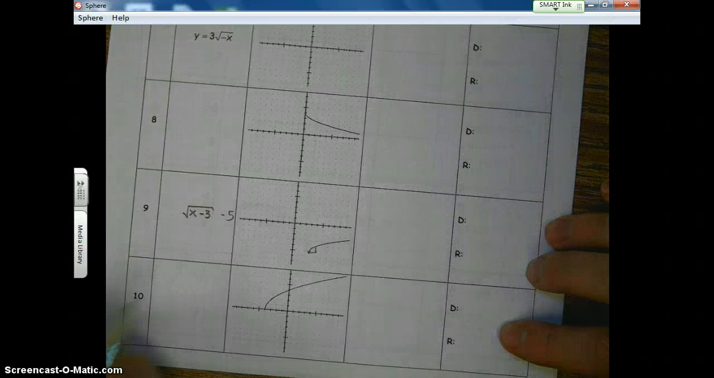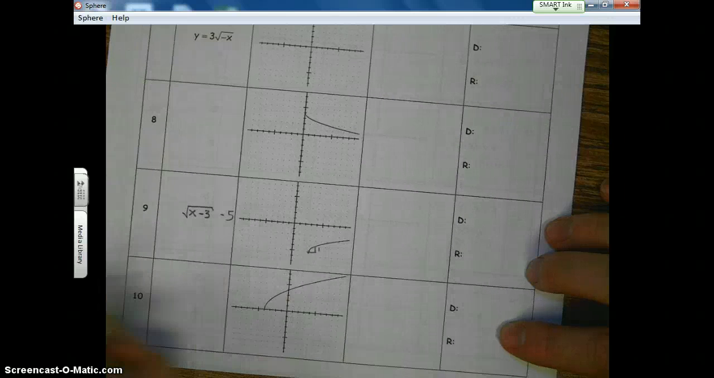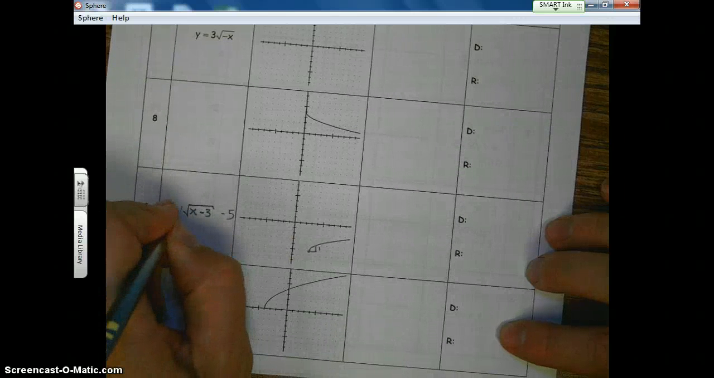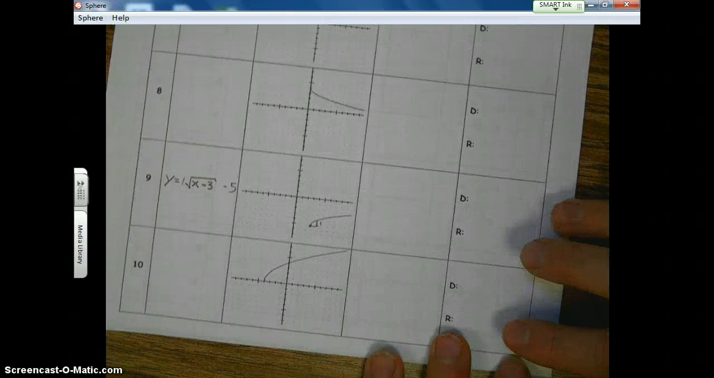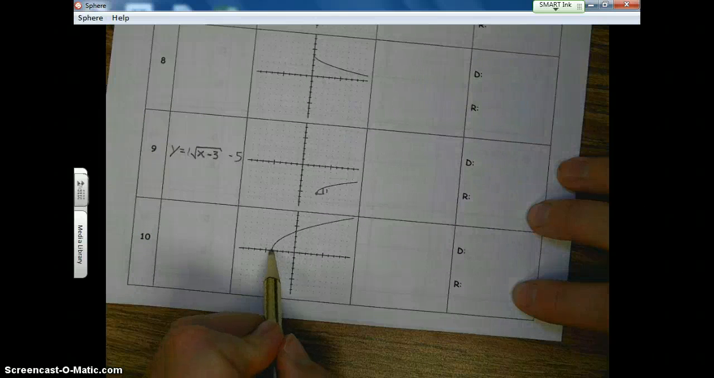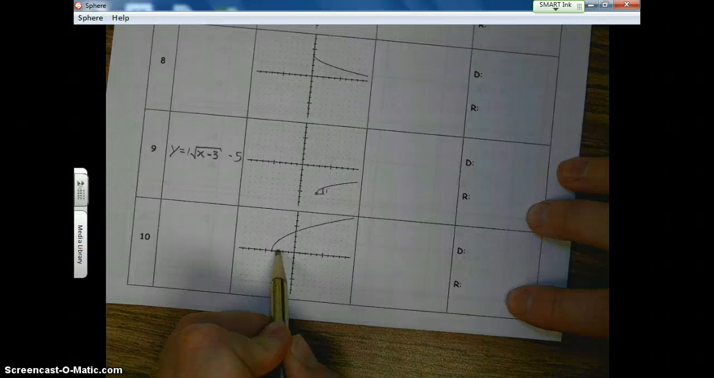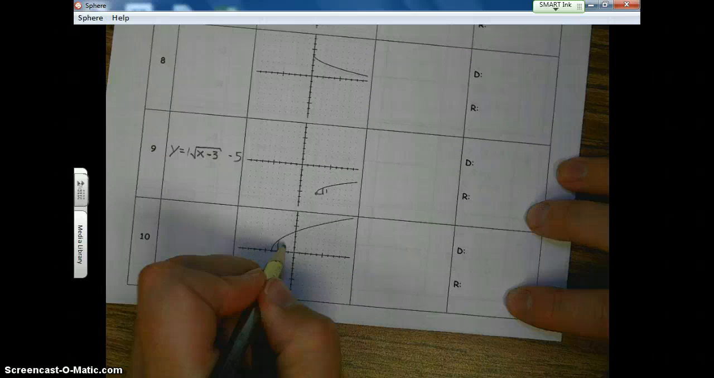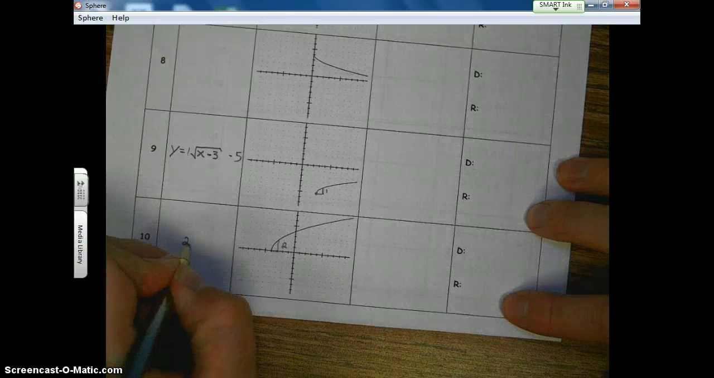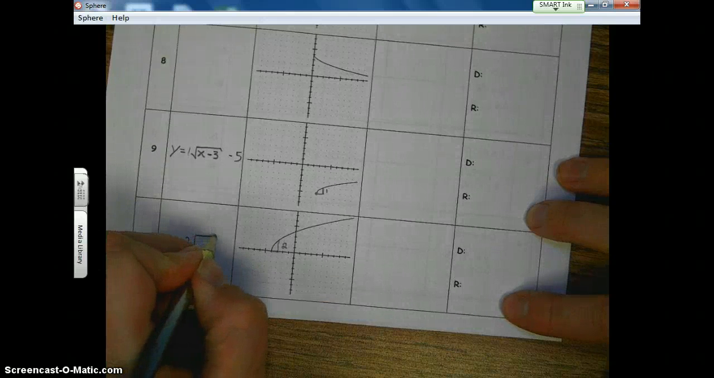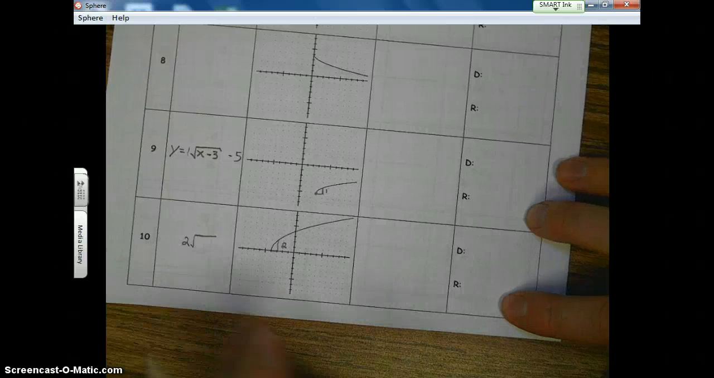1 unit up. So 1 unit up, so our a value is 1. Just like that. Take a look at this one real quick. If I go over 1, how many units up to get to the square root? 1, 2. So in this case, our a value is 2. So we're going to have 2 in front of the square root symbol. Okay, I'll let you finish that one.